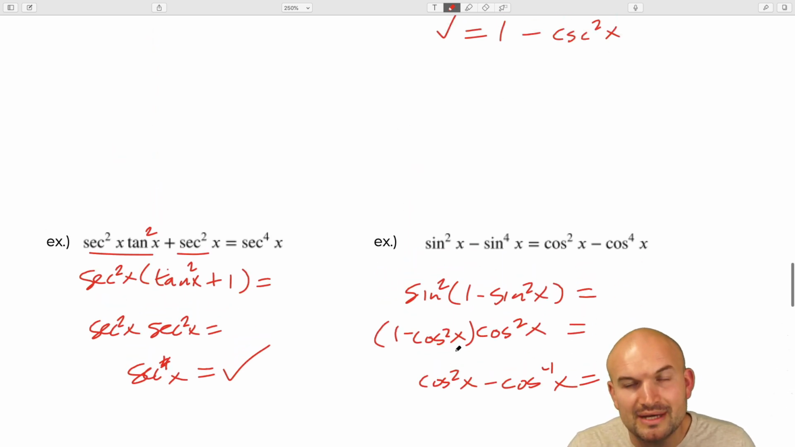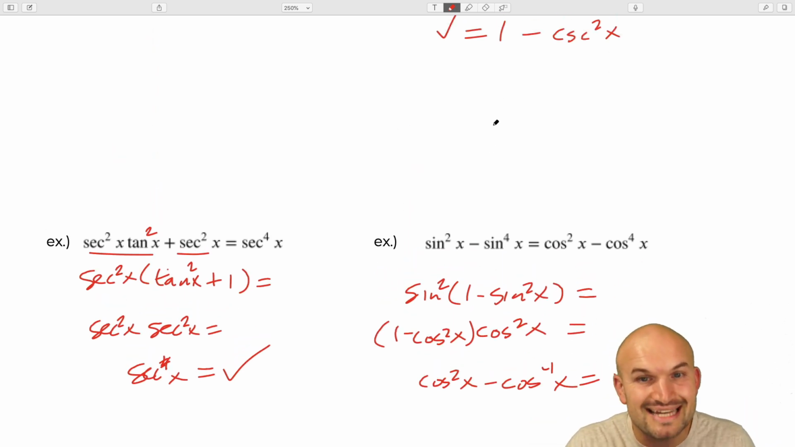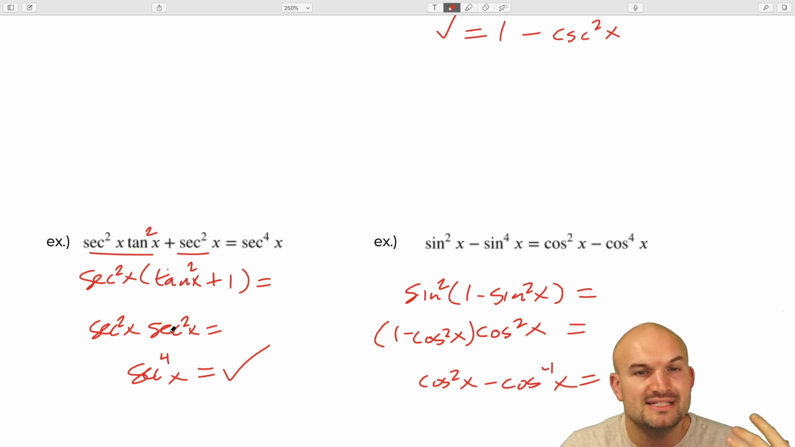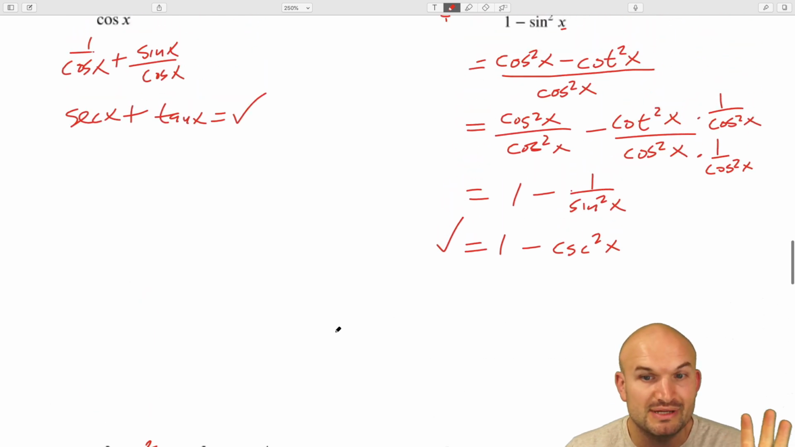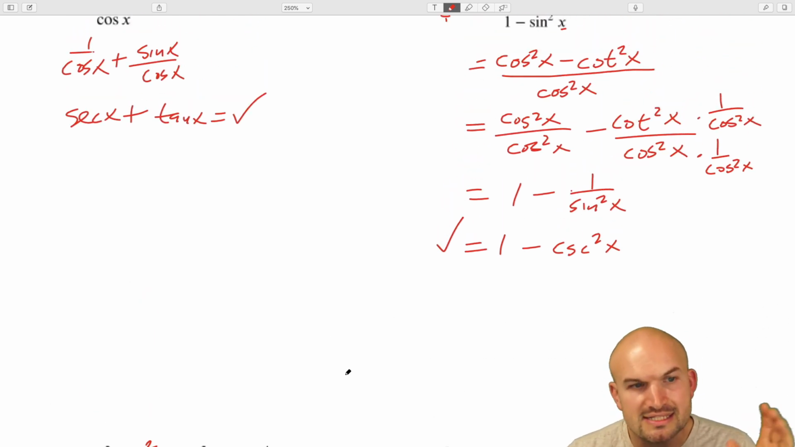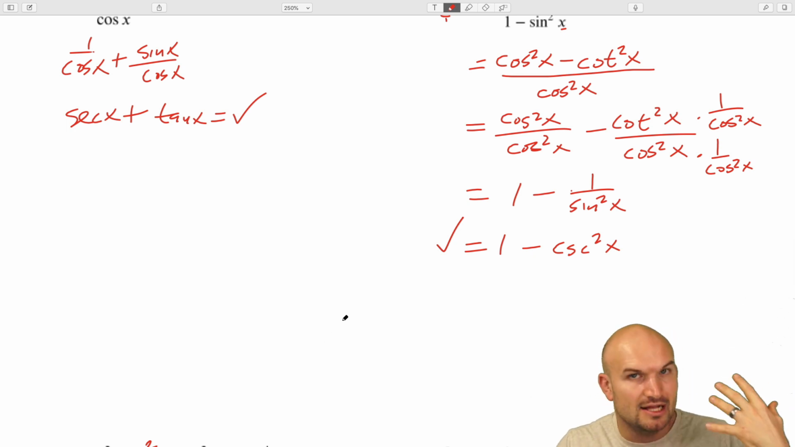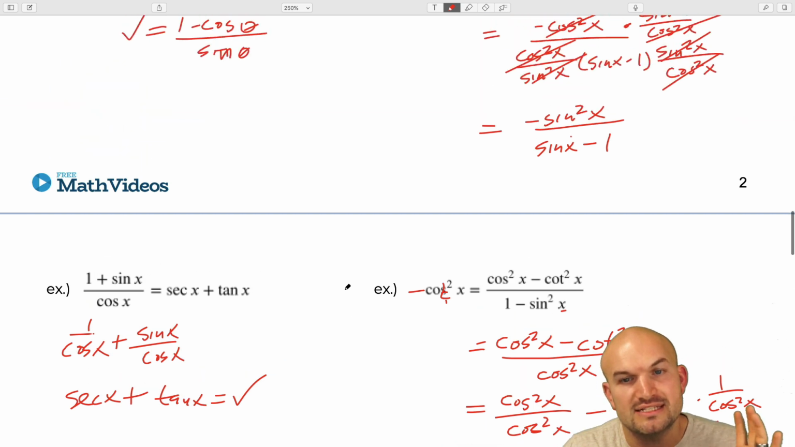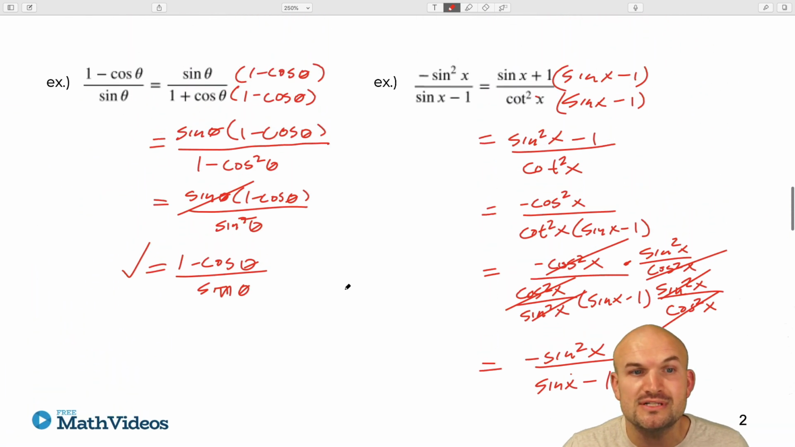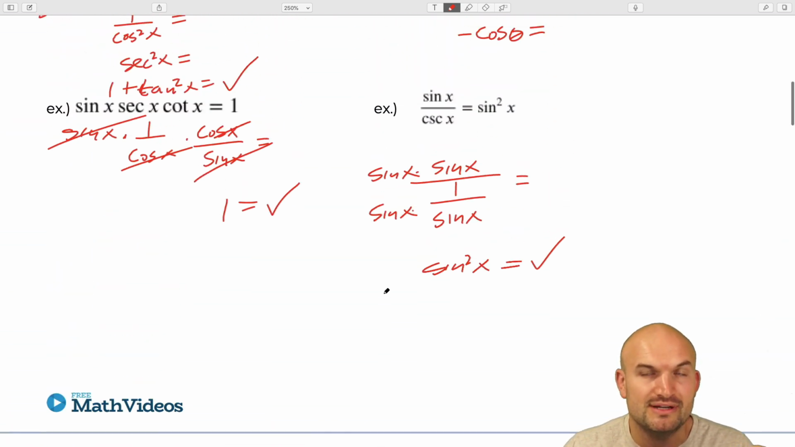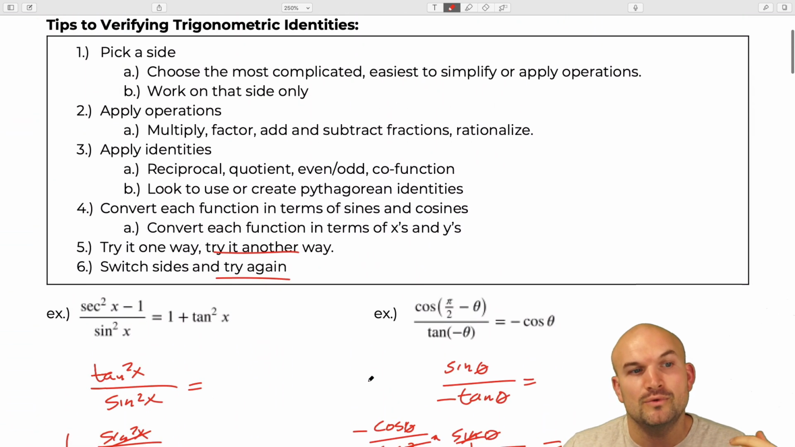So there you go, ladies and gentlemen. That is how we verify our identities. It's not always pretty. Sometimes you will make some mistakes. Sometimes you will need to try some things over and over, but the main thing is to keep on trying. A lot of times when you get stuck, convert things to sines and cosines. Always try to pick the side that is the most difficult and stay on that side. Look through all the operations and techniques that we've used in these last two chapters, as well as look for the identities to be able to apply them. Once you get through some problems, it will get easier and faster for you.